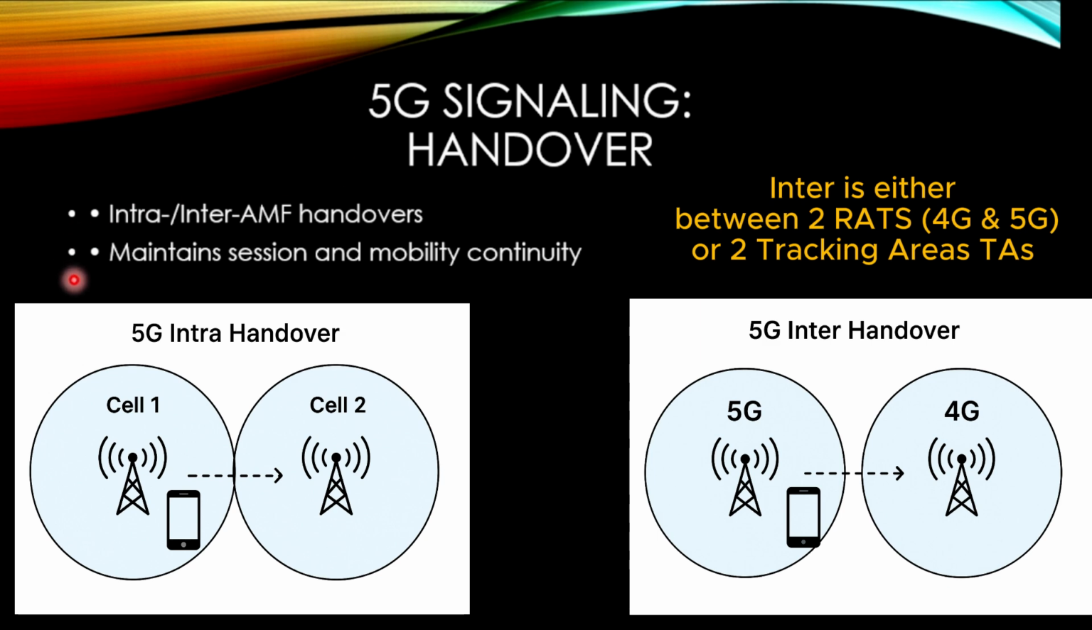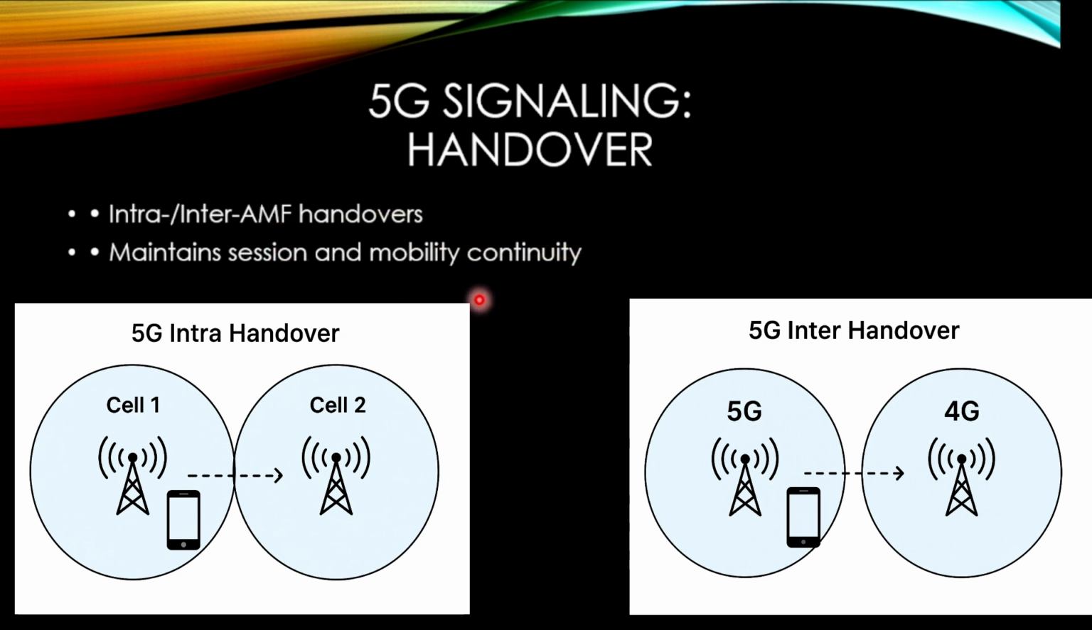So the 5G signaling handover also maintains the data session by rerouting it either to a different gNodeB when you have an intra handover, or to a different tracking area and a different gNodeB under that new tracking area. But it will guarantee the maintenance of the data session and the continuity of mobility, the data service continuing while the user equipment is moving.